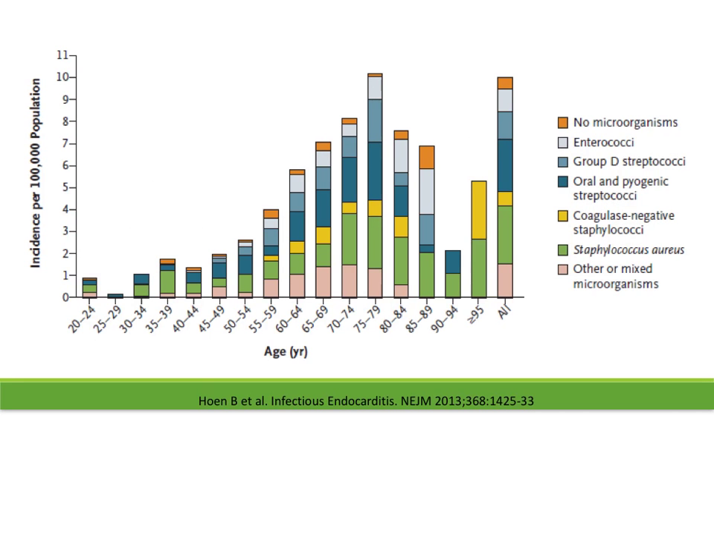Here is a visual representation of the bacteria that cause infectious endocarditis and the frequency at different ages. You can see that the incidence goes up towards the late 70s, and that's because of age-related damage to the valves, which gets back to the pathophysiology we already talked about.